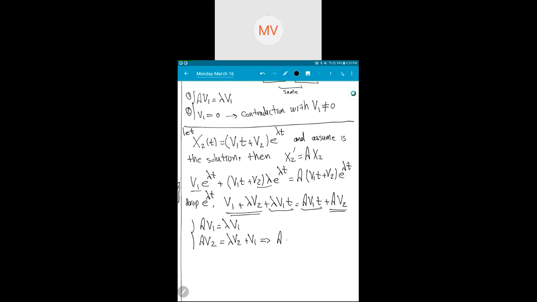And I can write the second one like this. I want to bring this term to the other side. Factor v2, v2 is a vector, right? So it becomes (A minus lambda I) v2 equals v1. And the first one is the same, right? Or I can even write (A minus lambda I) v1 equals 0. In fact, this helps you to answer the question. Why? So this one, number one again, is correct. And we already know it's correct. Now, someone open their mic and tell me why the first one is correct.